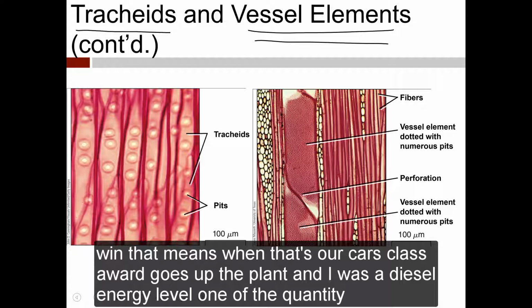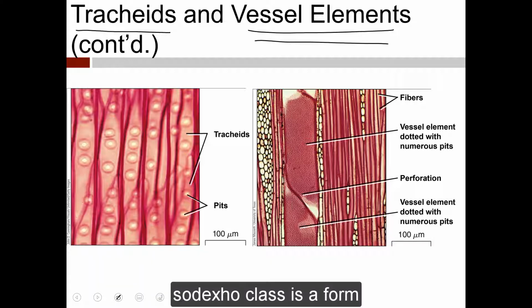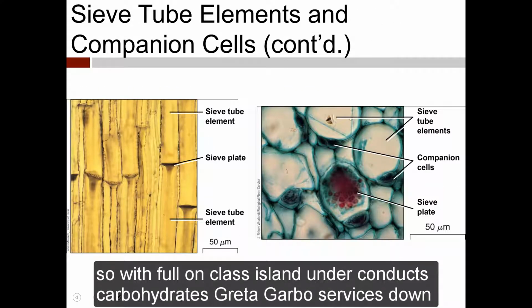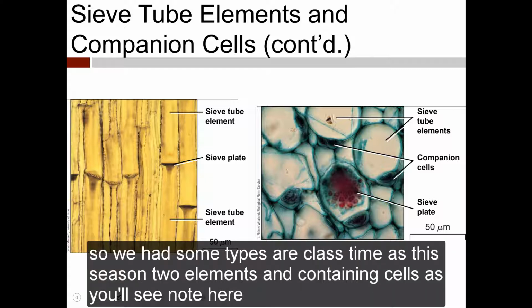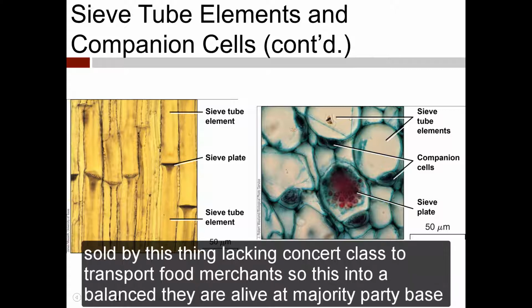So next up, class, is phloem. So with phloem, I wrote down that it conducts carbohydrates created during photosynthesis down from the leaves to the stems and ultimately those roots, and it also provides structural support. So we have the two types here, known as the sieve tube elements and companion cells, as you all see noted here. So with this, they work in concert to transport food materials.